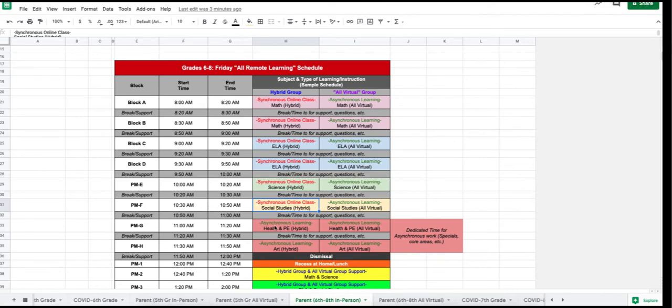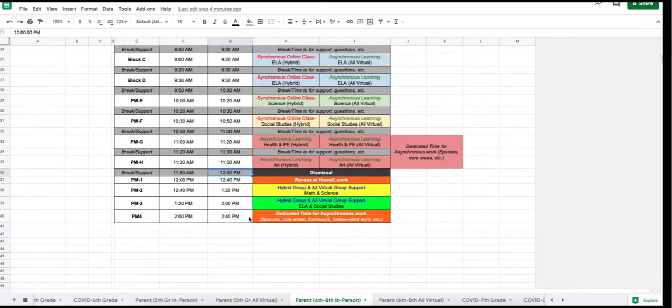I'm also leaving in the specials blocks on this Friday schedule so that students have time built into their day to work on that asynchronous learning. If the teacher in the specials assigns a project, or the student needs to ask the teacher questions, that can be done during this time. So those are the hours from 8 to 12, that's 4 hours. That's our Friday schedule.